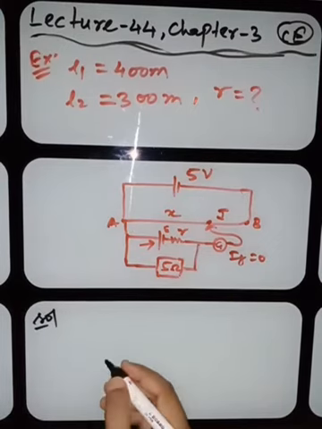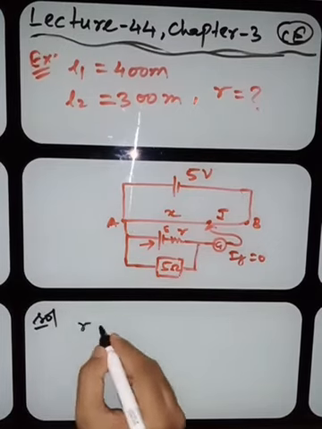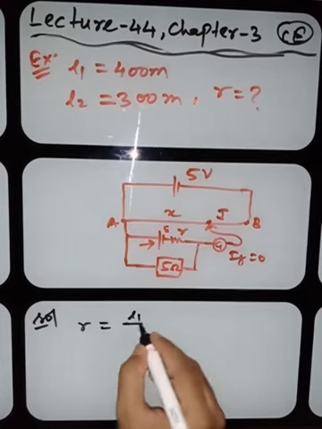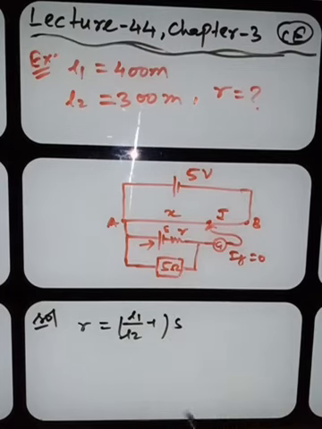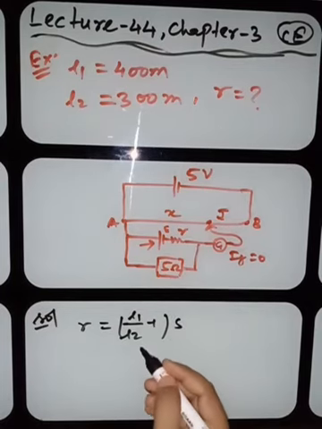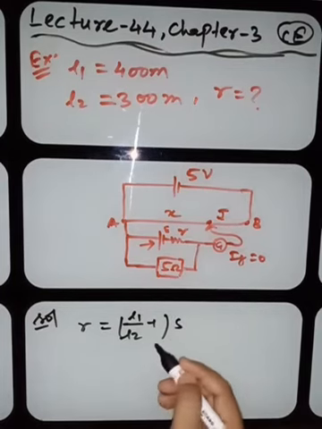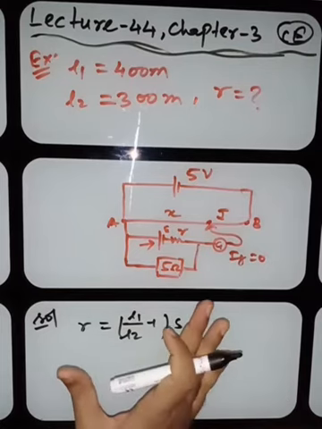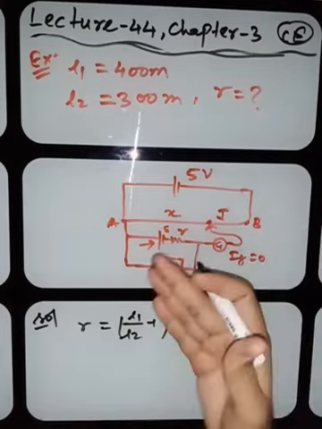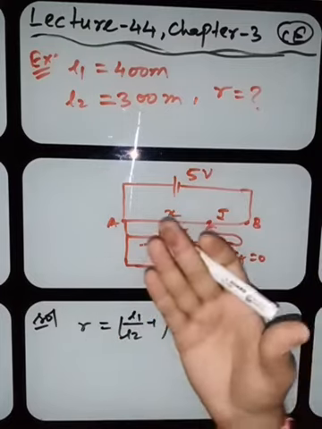So my dear student, what is the formula for internal resistance? It is (L1/L2 − 1) × shunt. Now it is very important to find the value of L1, L2. Just don't write the values as you find in the question. Try to use your IQ.